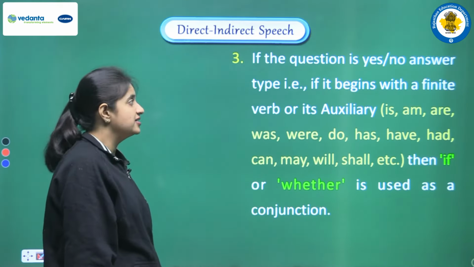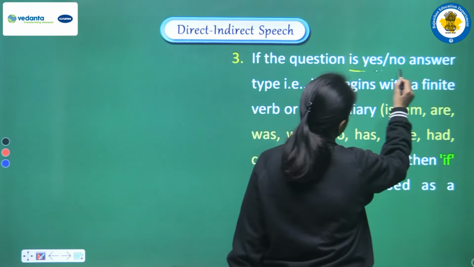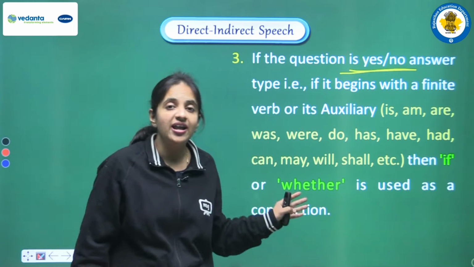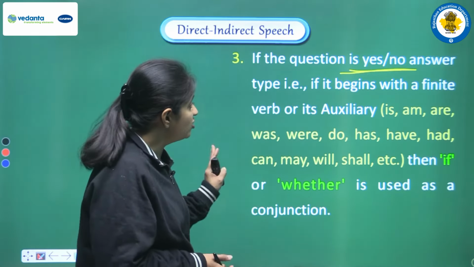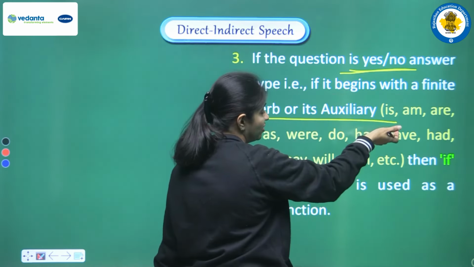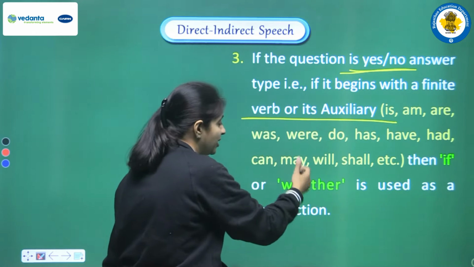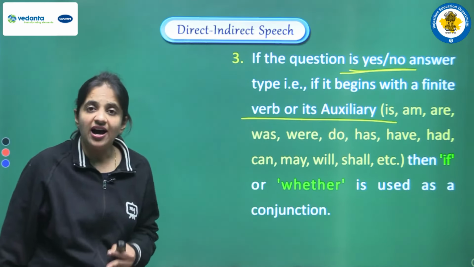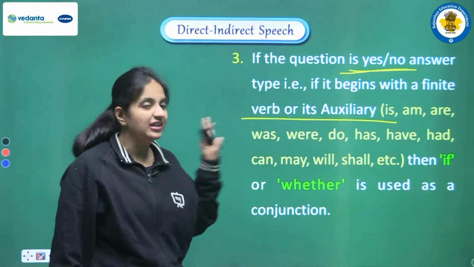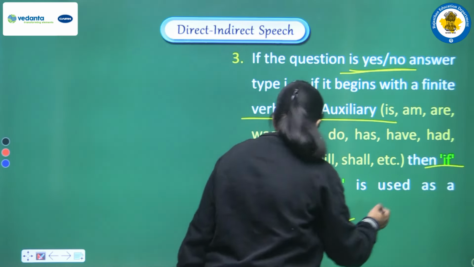if the question is yes no answer type. So this is the second category that we have discussed, that there were two types of interrogative sentence. The first type was in which we are having any WH word. The second type is in which we are having yes no type question. Yes no type question means a question that begins with a verb, or we can say auxiliary verb, like is, am, are, was, were, do, has, have, had, can, may, will, shall, etc. So if we are having any auxiliary verb, then what are the changes? Then we have to add if or whether as the conjunction.